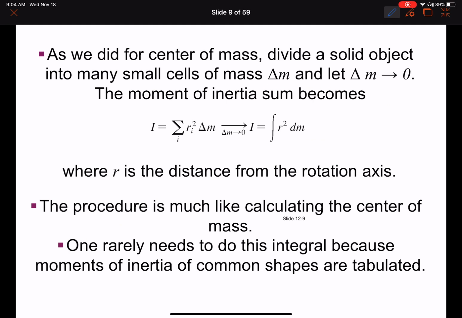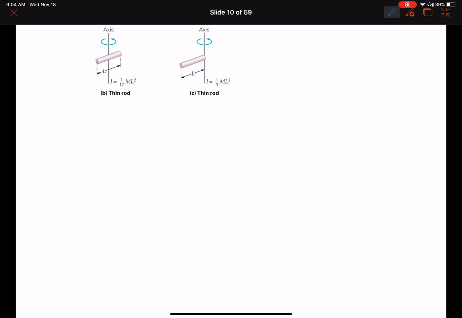If you have a mass which is continuous, like you're not talking about a point object, in that case you can use the integral form. As the change in m tends to 0, that means the integral of r squared dm. Here we'll be calculating that.